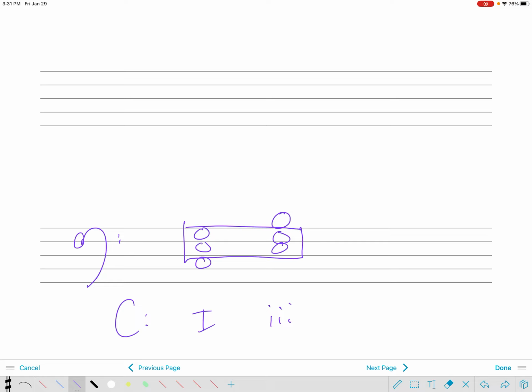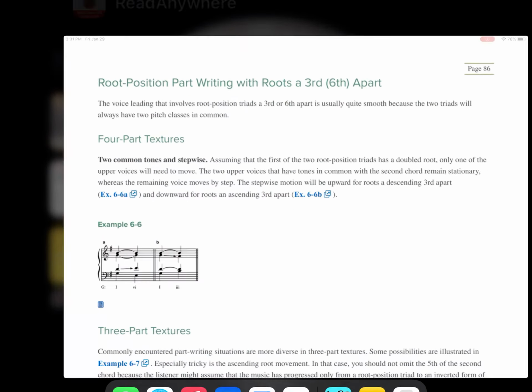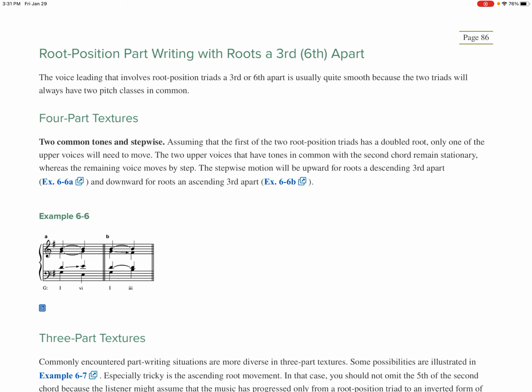All right, we have 2 common tones, a 1 chord and a 3 chord. We're always going to have 2 common tones between root motion of a third and sixth. Now, it's not to say that we'll always be able to keep these common tones. We should be able to keep at least one of them.